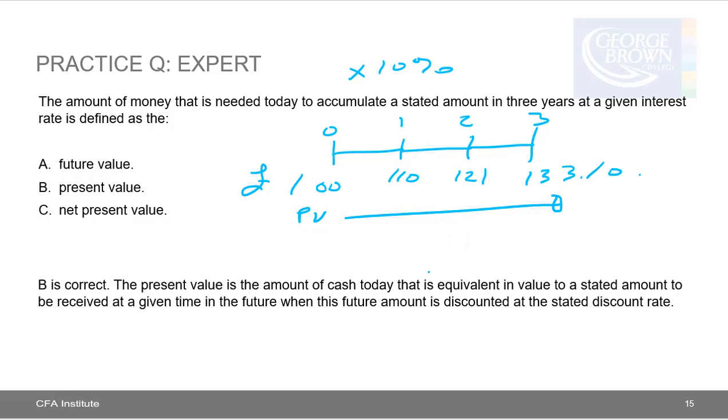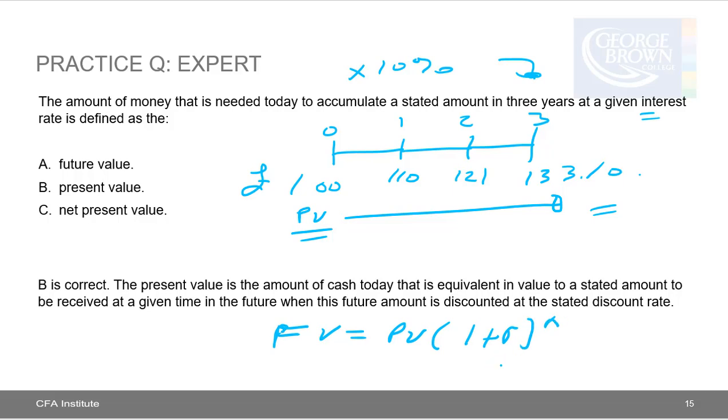133.10. So if I just wanted to put that back into the algebra, £100 today is the equivalent of £133 and 10 pence at the end of 3 years at a given interest rate of 10%. If we wanted to show that algebraically, first of all, future value equals present value times (1 plus r) to the n.